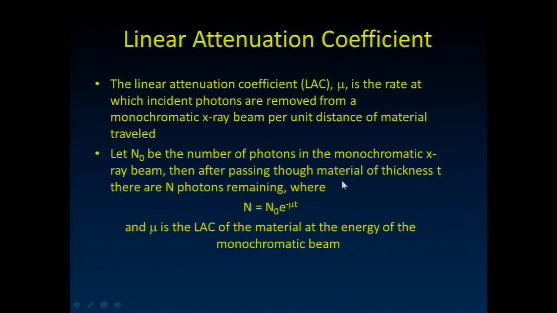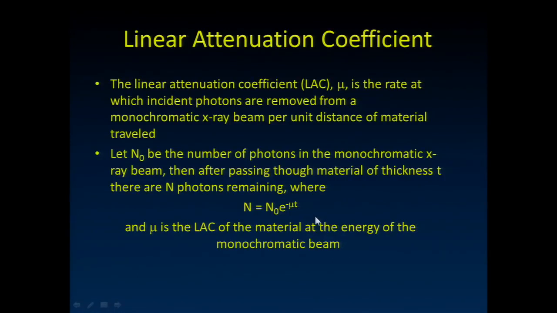How many make it through completely unaffected? It turns out that that's just a decaying exponential, the same kind of thing that we see in radioactive decay. The number of X-rays that make it out is a decaying exponential that has to do with the linear attenuation of the material, and the thickness of the material that you've passed through.